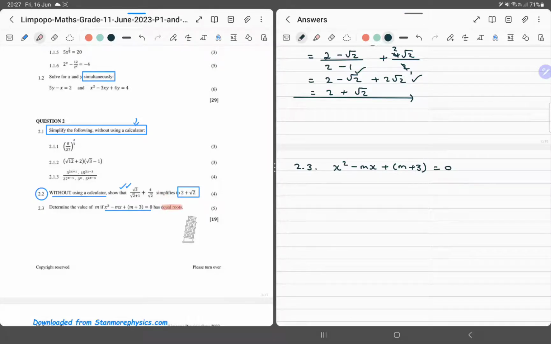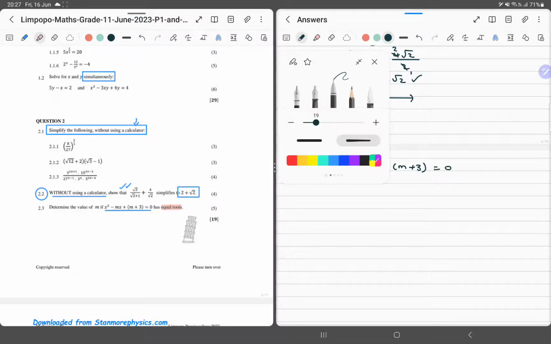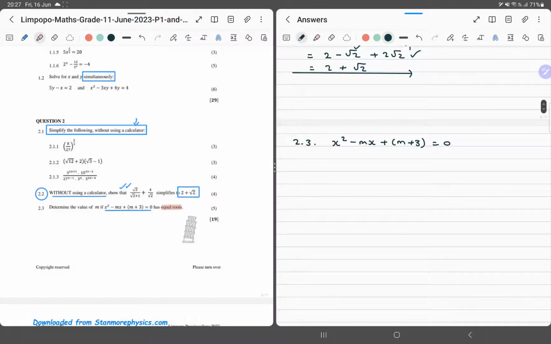Now once you talk of equal roots, we're talking about nature of the roots. And then of course this is already in standard form, because here we've got an invisible 1 as the coefficient of x squared. That gives us a. And then here we've got minus m as the coefficient of x. That gives us b. And then we've got this c value there, that's c. So we can actually use the discriminant here. This is a question on nature of the roots.